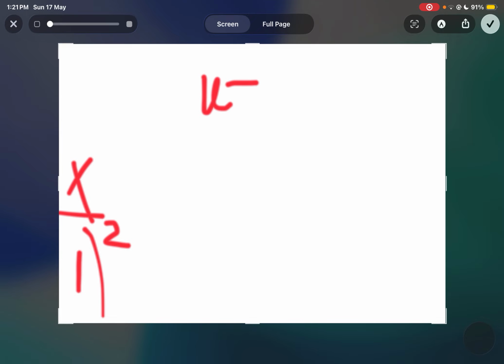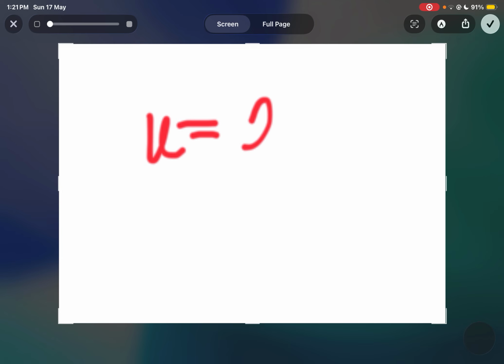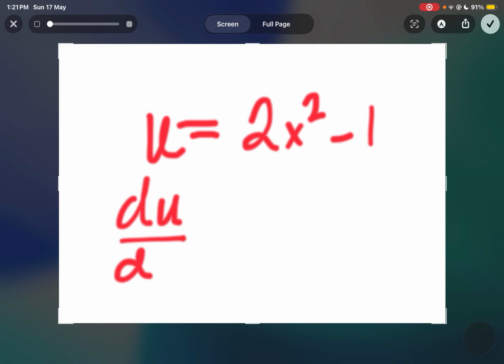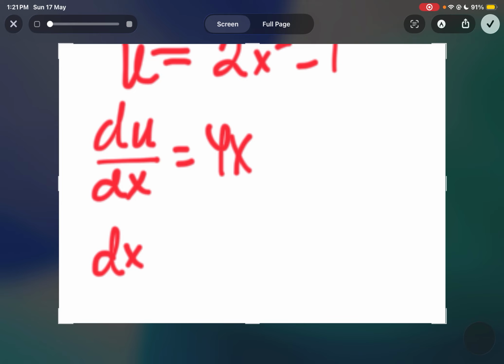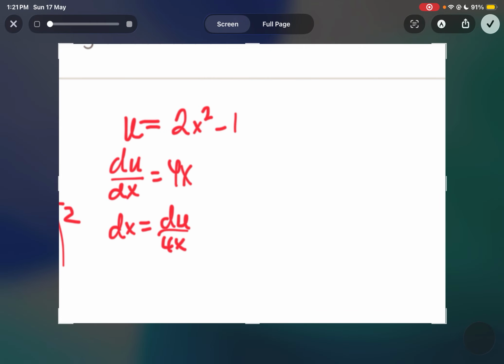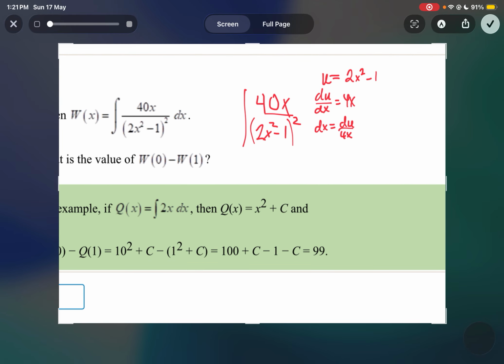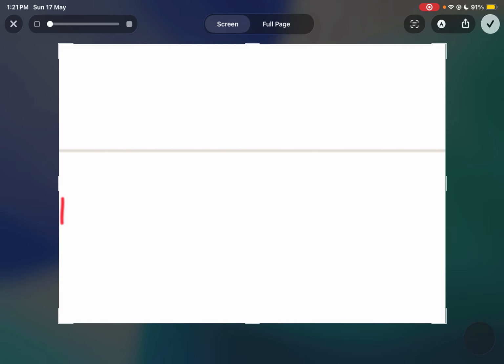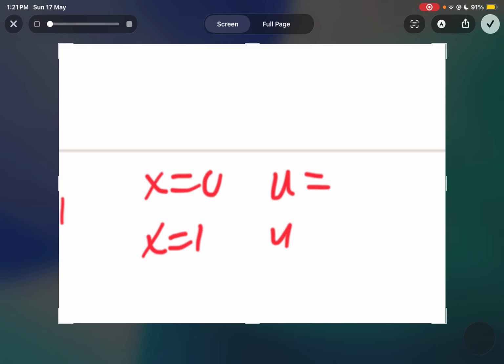So you say u is equal to 2x squared minus 1, okay? You do the derivative of this, which is du over dx, which is equal to 4x. And then you find it in terms of dx, so dx should be equal to du over 4x. Okay? And then you found u and you found dx, and then you have to do the new limits. Here we have 0 and 1. So for x equals 0 and for x equals 1, u will be equal to what?